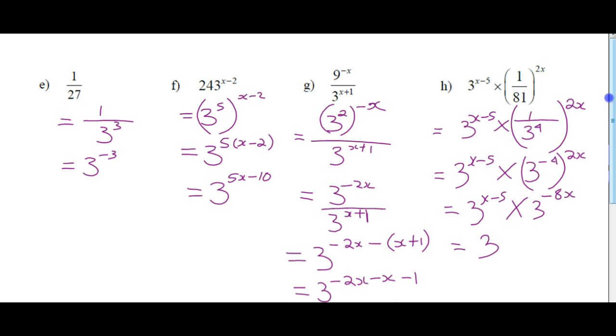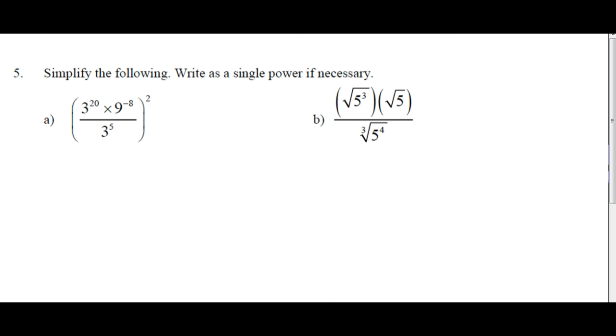So this is 3 to the, final answer? Negative 8x minus. Well, so it's x minus 8x, so how many x's are left? Negative 7x minus 5. Okay, so 3 to the negative 7x minus 5. All right, moving right along.